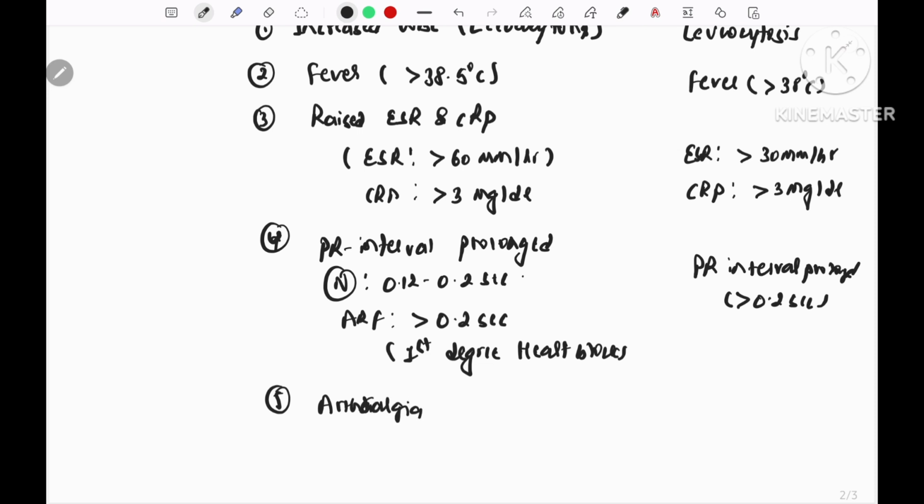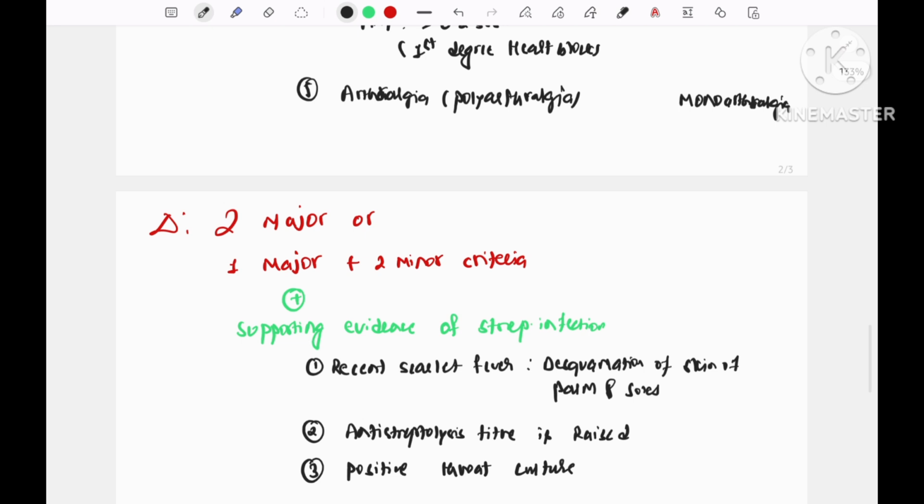In case of low risk, we consider polyarthritis, but in case of high risk, monoarthritis can also be considered as a minor criterion. And for the diagnosis of acute rheumatic fever, we should have two major criteria, or if there is only one major criterion, then it should be with two minor criteria. Along with that, there should be supporting evidence of streptococcal infection.